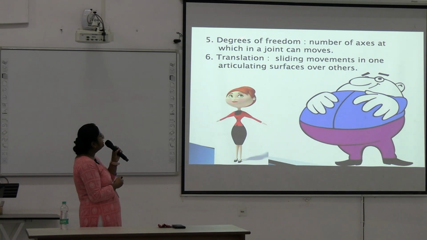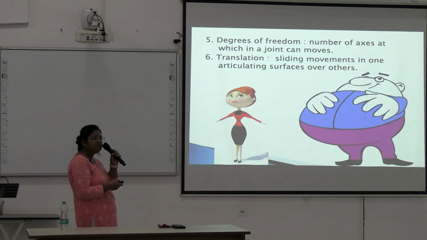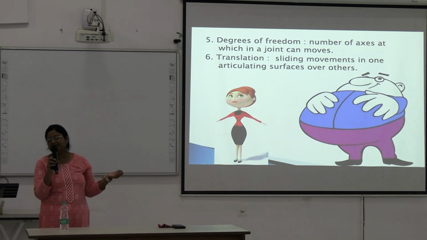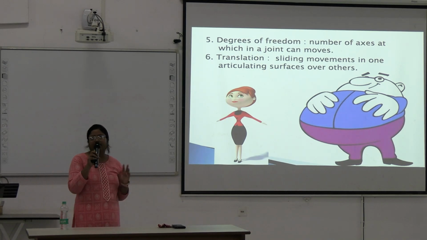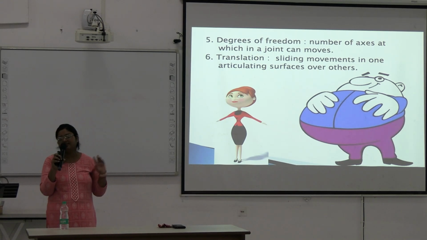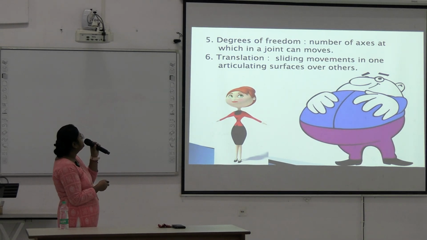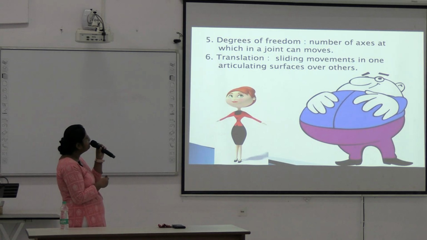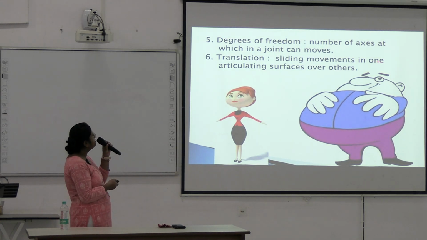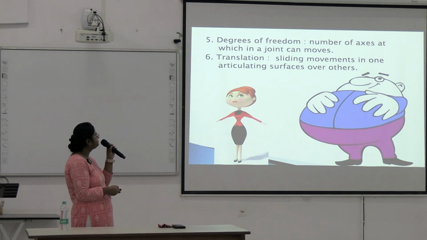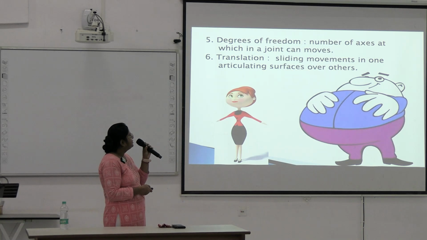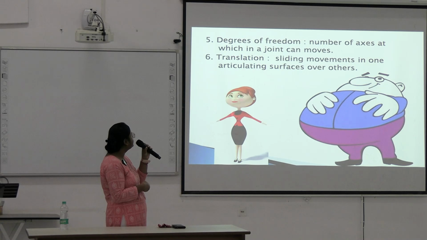And degrees of freedom. What is degrees of freedom? Number of axes at which a joint can move. Movement at different axes. The more axes of joint movement, the more degrees of freedom. Okay. And translation, what is translation movement? It occurs in plane type of joints, sliding movements of one articulating surface over the other. Okay, male surface and female surface is representing convex and this is concave.